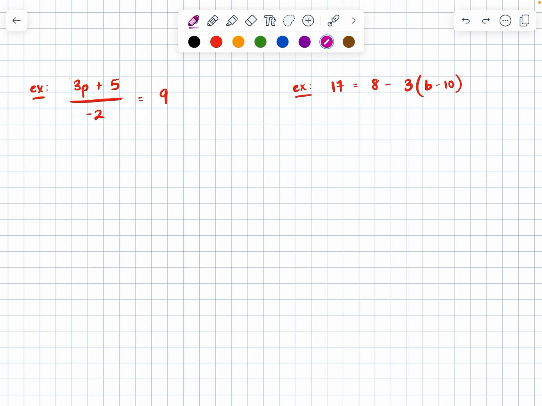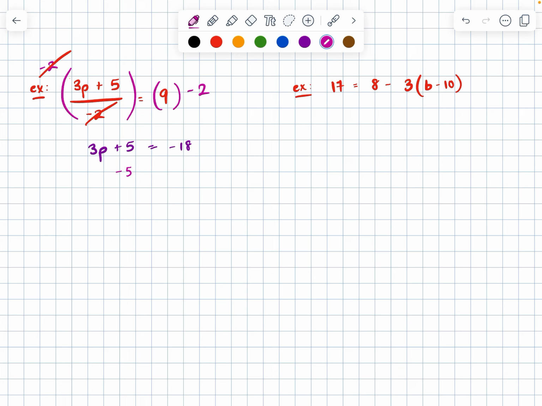So my actual opening move here, if I want to make my life easy, I want to get rid of my fraction. Well, fraction bar negative 2 really means division by negative 2. Let's multiply both sides by negative 2 to get rid of it. So our negative 2 and our negative 2, these guys are going to go away. I'm left with my nice 3p plus 5 in my numerator. And then on the right side, 9 times negative 2, well, that's negative 18. And then from here, I'm home free.